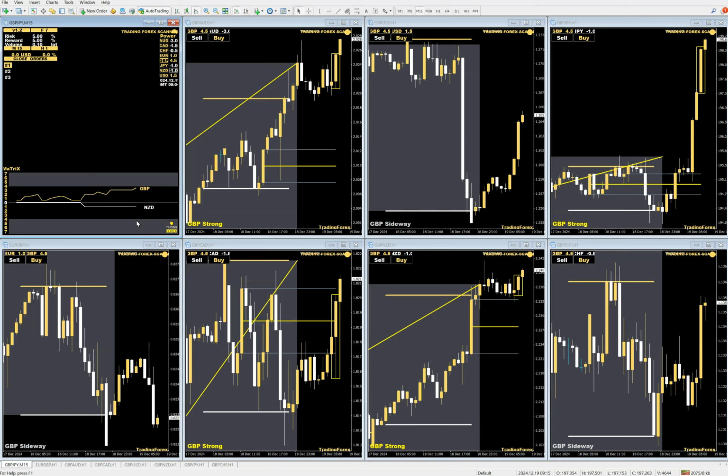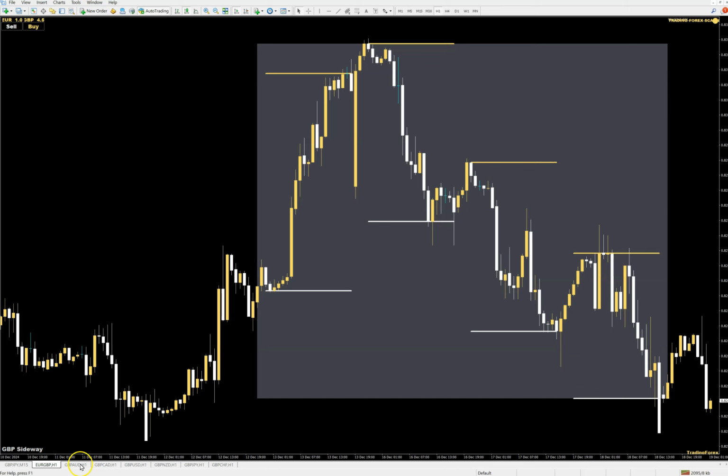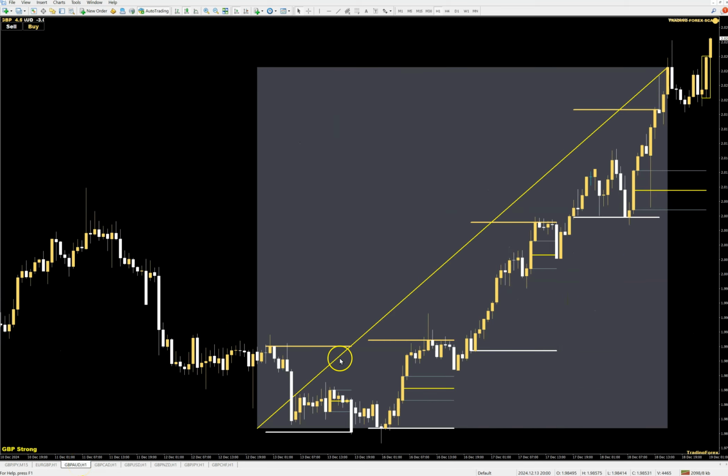Now the basket has been closed. We reached our objective of 5%, and I believe that this was one of the best opportunities of the month.